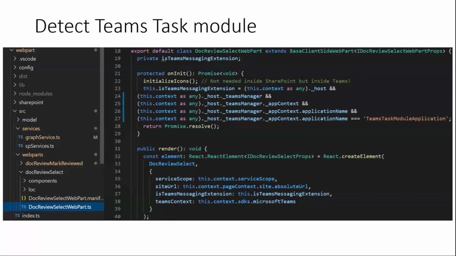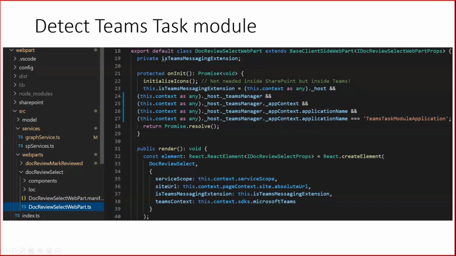Once this starts, we can first detect if we are really in the right context. This can be done in the onInit method with this line especially, which shows the context application name. If this is Teams task module application, then we are inside the task module, because this task module has no specific supported host property, as you might know from web part or Teams tabs or single page applications. This property supported host does not really matter in this case.